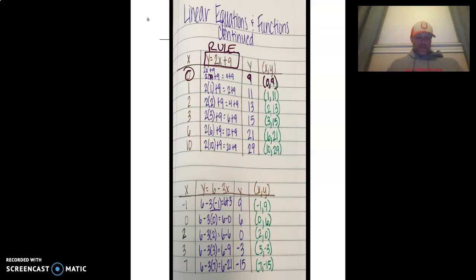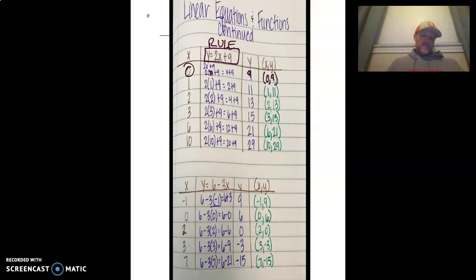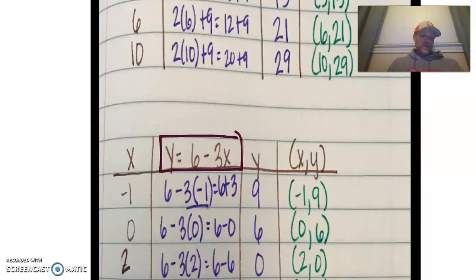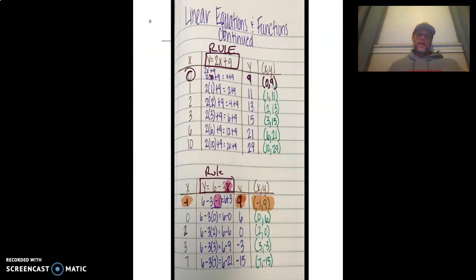Okay, same thing with the one on the bottom. It's just a rule. That's all this is. Here's the rule. Just follow the rule. Your x is negative 1. So you're going to take this x out, take that x out, and you're going to put in negative 1 right there. And what do you get? You get 9. So right there, our ordered pair is x of negative 1, y of 9. Here's the ordered pair right there, and you can graph that.